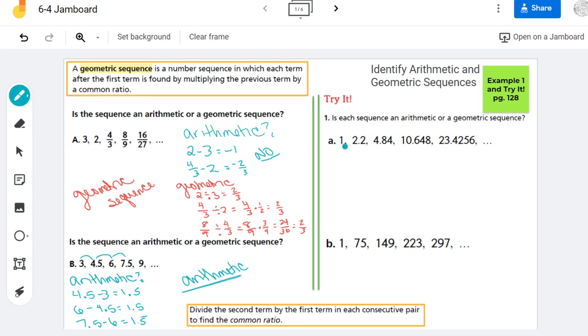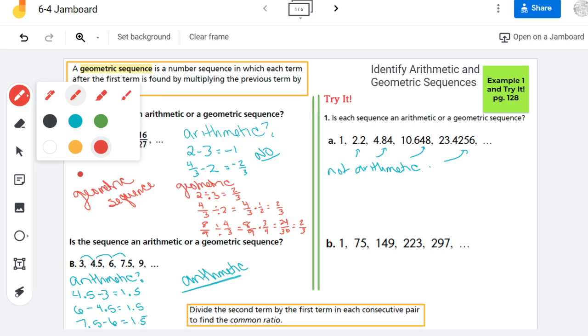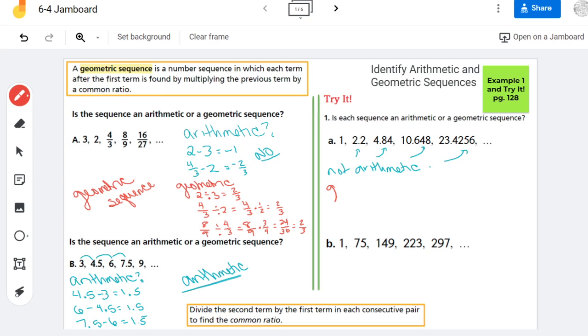Now, you could kind of see that this isn't a subtraction thing, right? Because watch what's happening to the decimals. Do you see how it's getting an additional decimal on each one? Adding or subtracting wouldn't do that, right? Adding and subtracting would keep the same number of decimals. So this is not arithmetic. So now let's check for geometric.